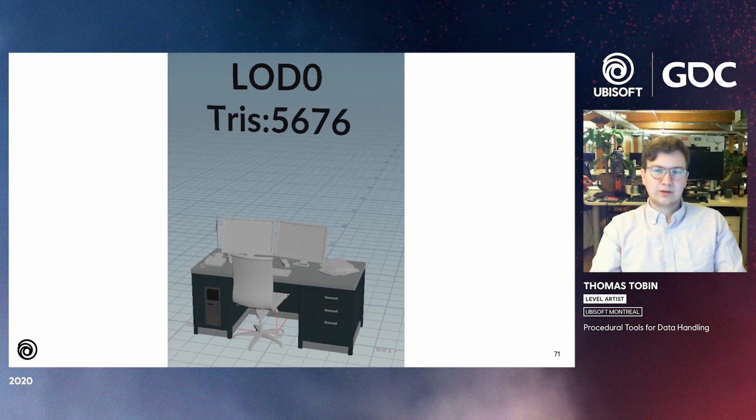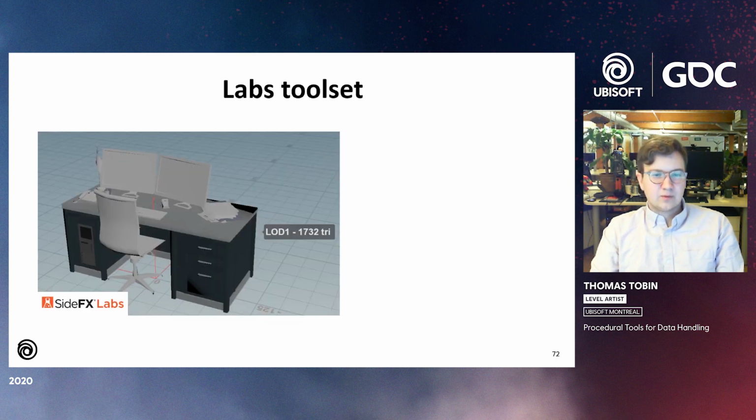So let's end up looking at what we actually created. The start of the mesh, let's look at this desk again. LOD 0 is 5600 polygons. Using the Labs toolset, we could bring it down to 1700. However, you can see there's a couple of normal shading issues down below on the bottom of the chair. We've destroyed the little wheels, and the monitors are just starting to get a little too flat for my liking.